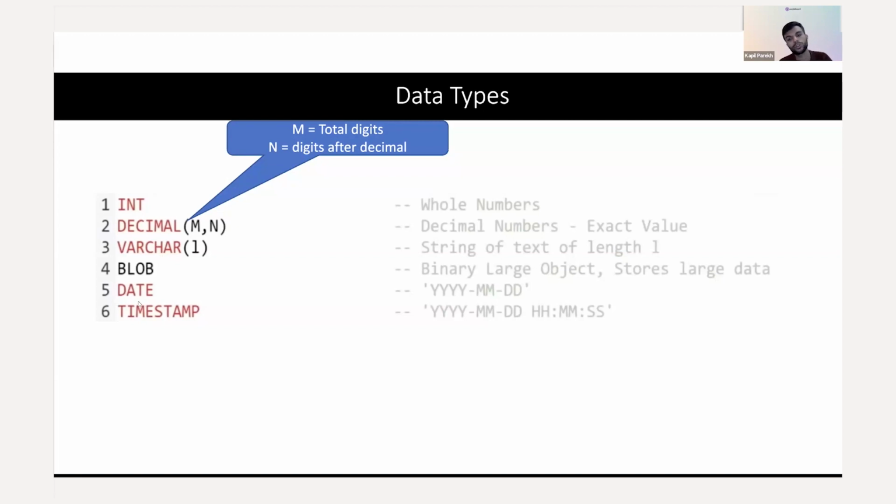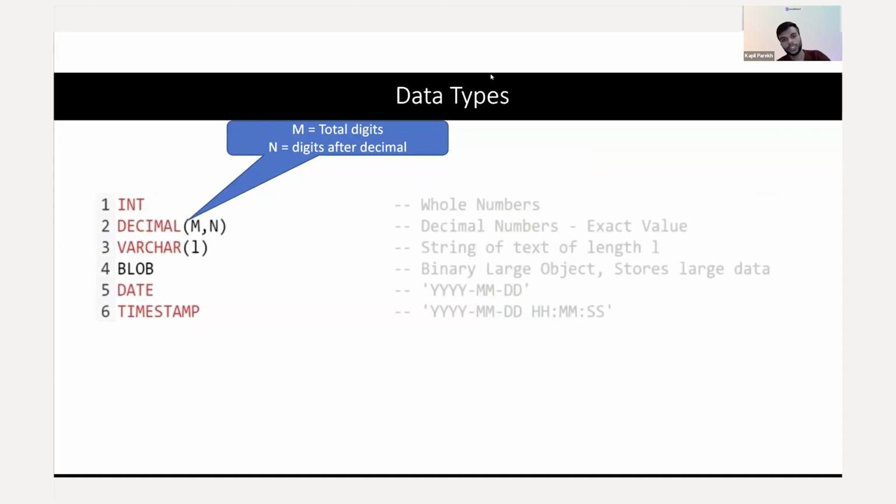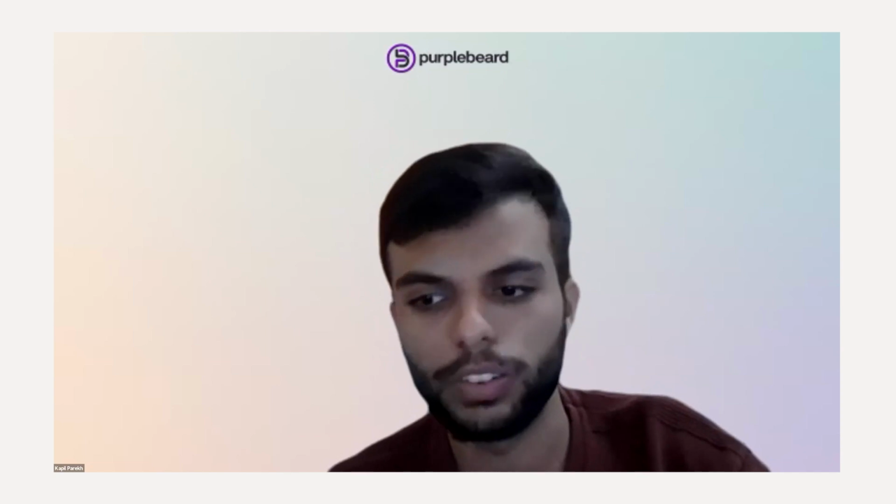Then we sometimes want to store date, that is of date data type. And then we have timestamp, which is just date with timestamps like minute, hour, seconds, likewise. Now, what we'll do is, my goal is to cover a lot of queries.